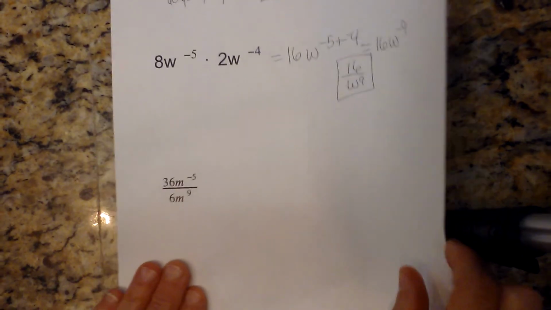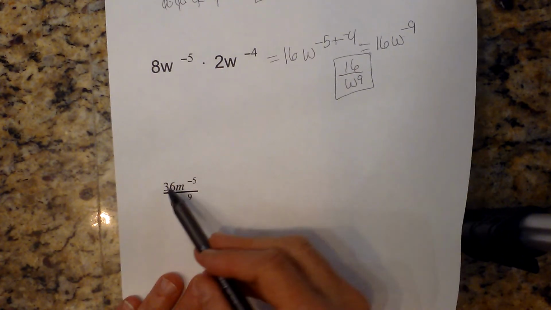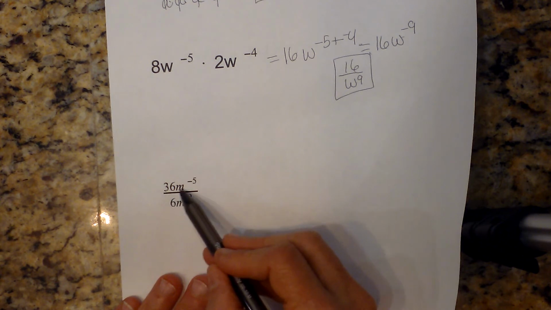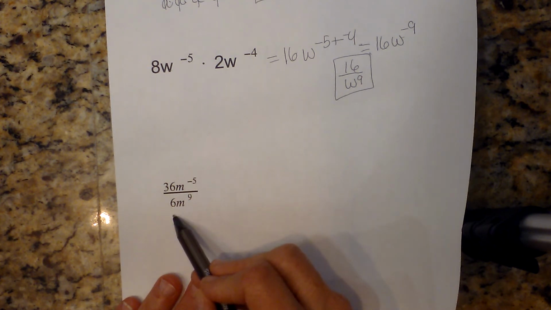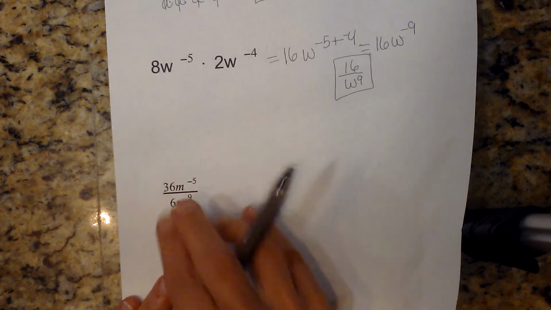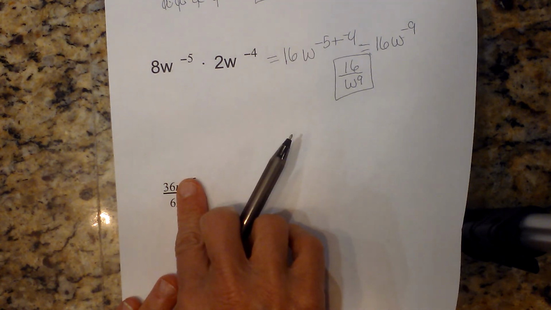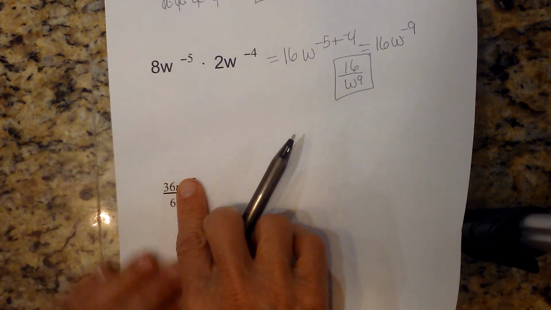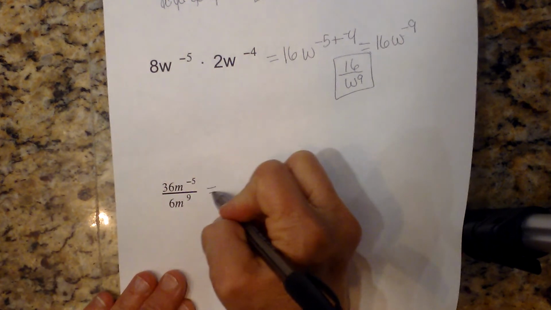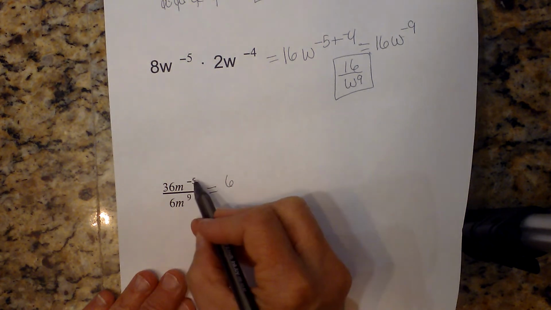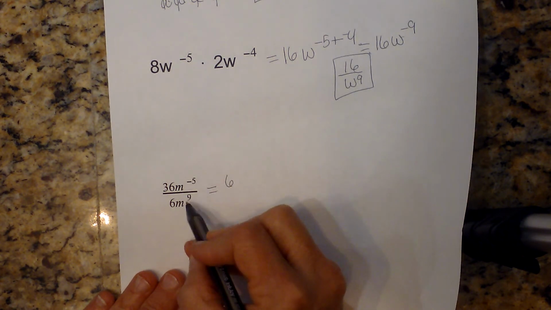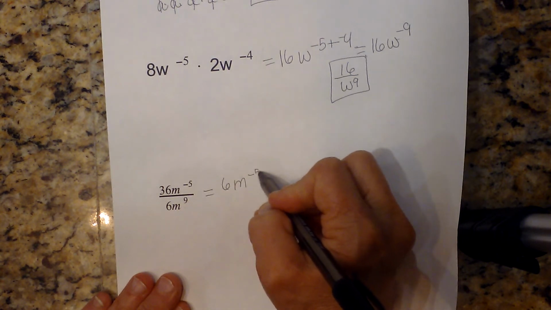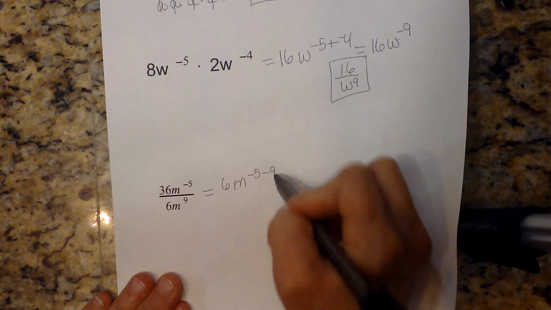Okay, now let's try one with division. Okay, so we have a fraction. So we have 36 m to the negative fifth over 6m to the 9th. The coefficients, which are 6 and 36, they do the rule. So we're just dividing. So we're actually just going to divide 36 by 6, and we get 6. And then with the exponents, this time since we're dividing, we're going to subtract our exponents. So we have m to the negative fifth minus the 9.